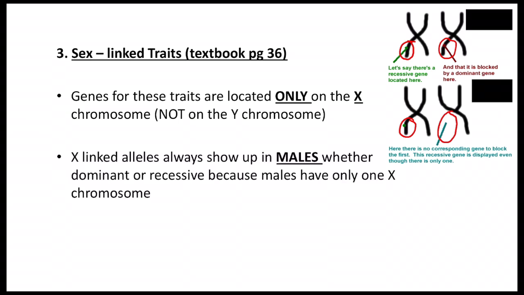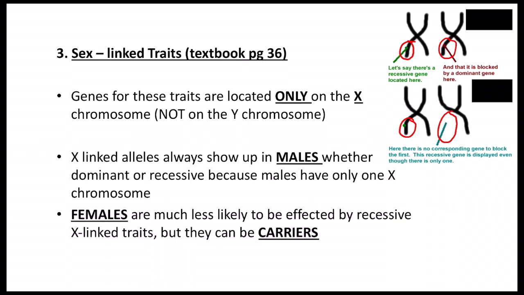So X-linked alleles always show up in males, whether dominant or recessive, because males only have one X chromosome. If recessive is in the female, you would actually need 2 copies of the recessive trait for the gene to be expressed the same as in males. But in the male, the sex-linked or X-linked allele, which is the recessive allele in this case on the X, will show up no matter what because they don't have another X to dominate or hide the trait.